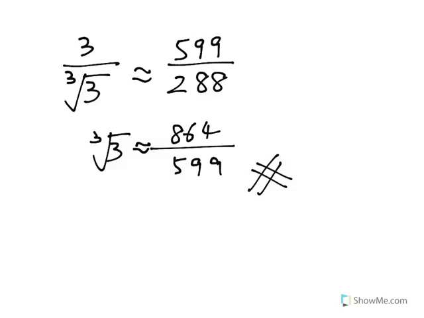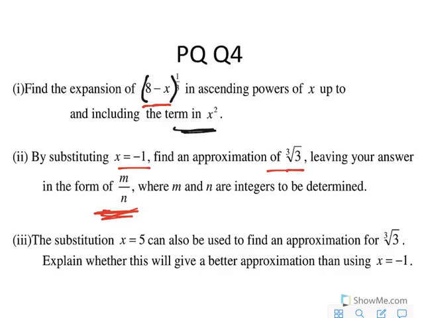And how about for part 3? Okay, for part 3, x equals 5 can also give an approximation for the cube root of 3. Now, would it be a better approximation than x equals negative 1? So remember, will it be better? Because you think about it. Okay, so here we are using x equals negative 1. So actually speaking, the value here is, modulus, negative 1. The other value here is 5.